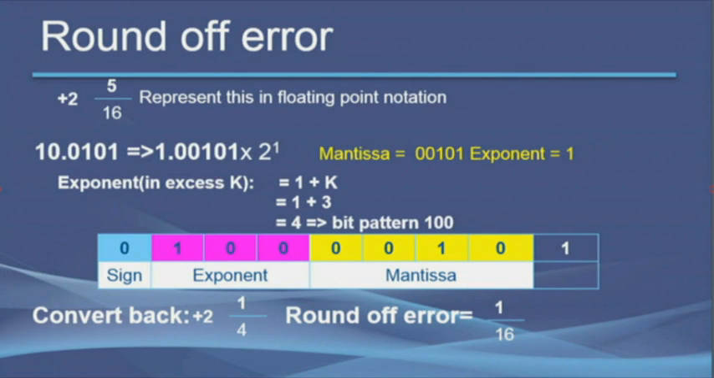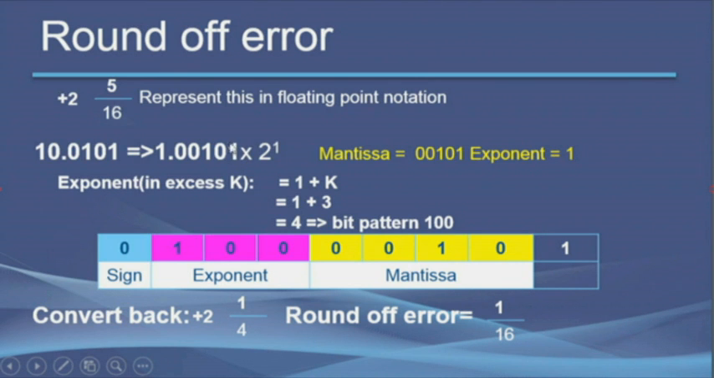So let's quickly go through the round off error. It is really simple. As you can see, when you represent plus 25 by 16, if you want to represent this number, we can come up with this binary. We normalize the factor, and we can come up with the exponent, which is 4. The bit pattern we can come up with 100. But when we represent this mantissa, you can see we have 5 binary digits after the point, but here the mantissa only has 4 bits. So what happened to this last one?